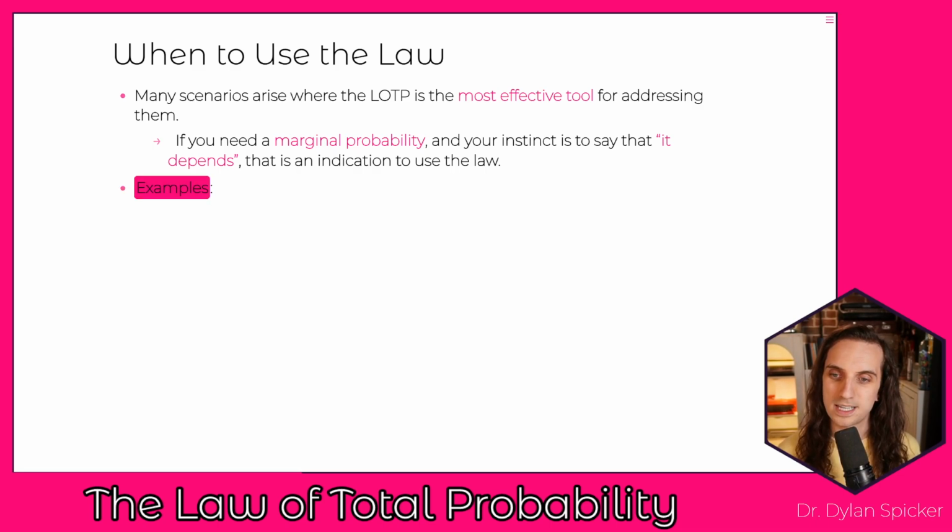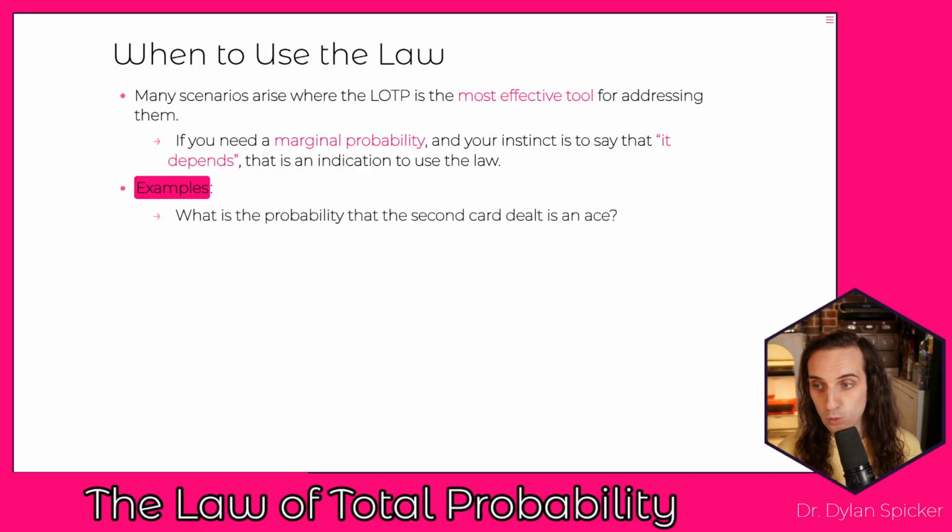And so let's look at some examples of what we mean by this. What's the probability that the second card dealt is an ace? If I'm dealing cards out, and I want to know not what's the probability that the first card dealt is an ace, but what's the probability that the second card dealt is an ace? And maybe your gut tells you, well, it depends on what we had as our first card. So what was the first card dealt? And actually, we can answer this question using the law of total probability fairly easily.